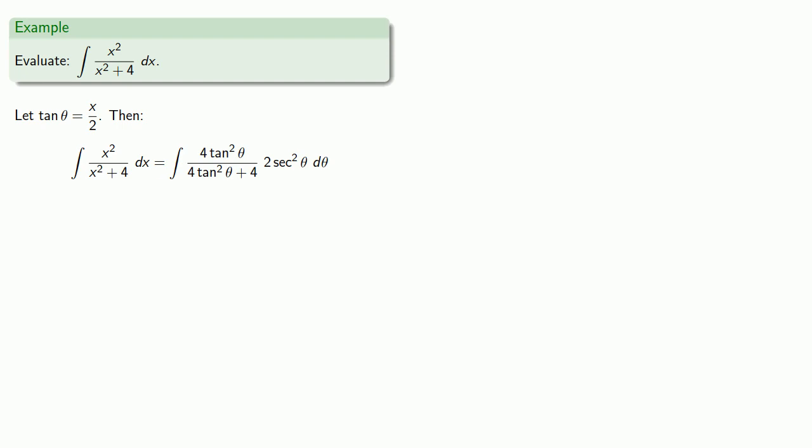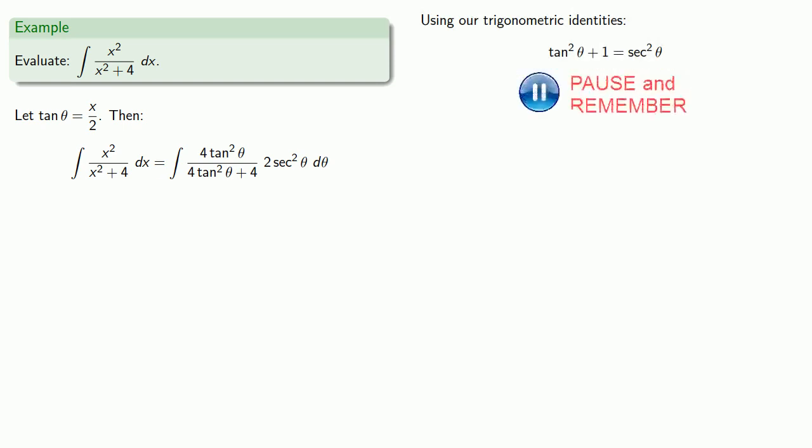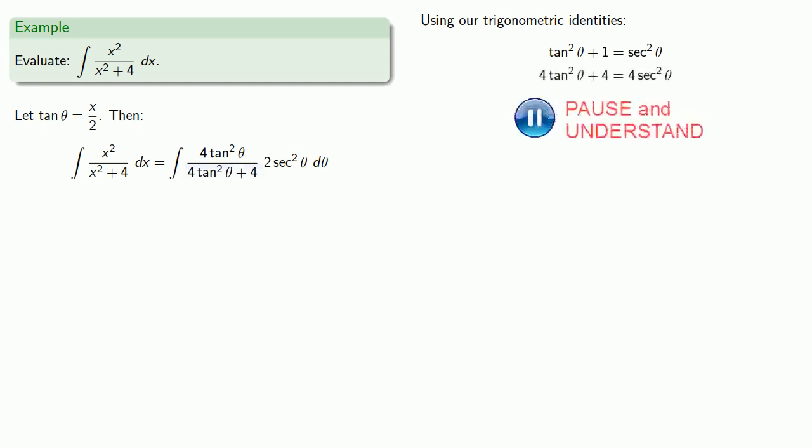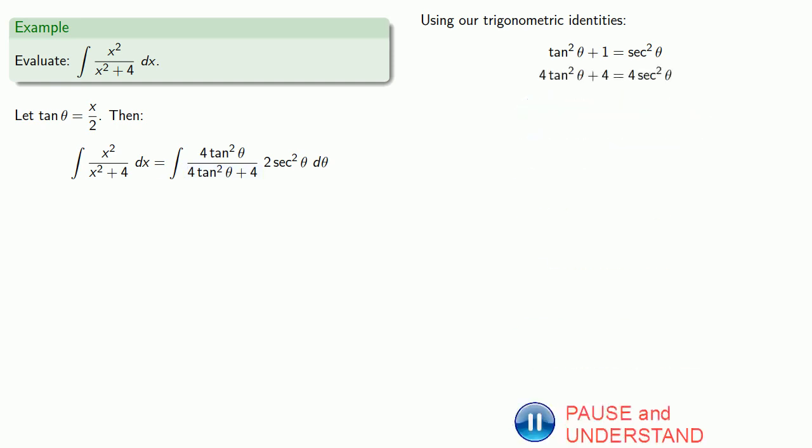Now, this rather horrible mess can be simplified because we have a couple of basic trigonometric identities that we could use. And because we have tangent and secant, we want to use the fundamental trigonometric identity that relates tangent and secant. Tangent squared plus 1 equals secant squared. But I don't have tangent squared plus 1. I have 4 tangent squared plus 4. Well, that's okay. We can do a little bit of algebra. And that allows me to simplify the integrand.